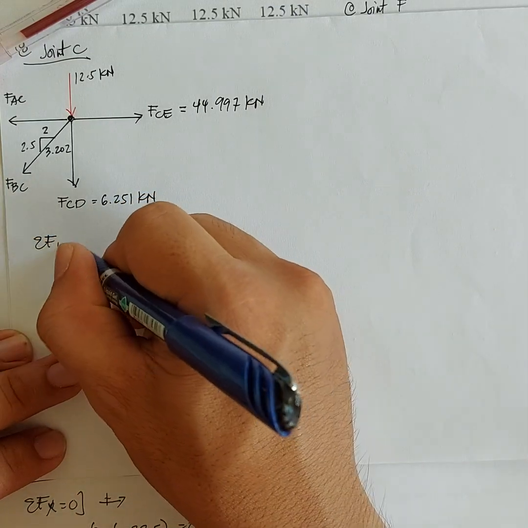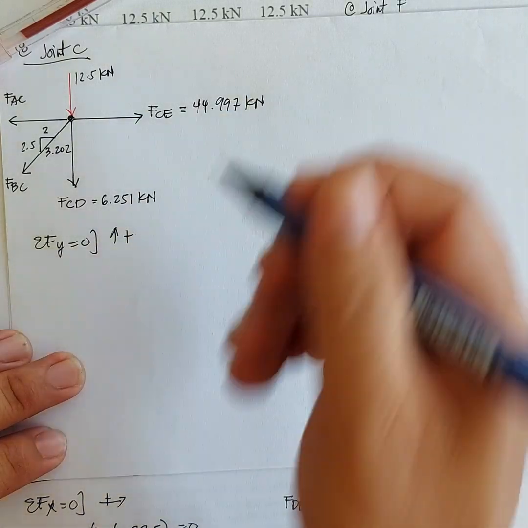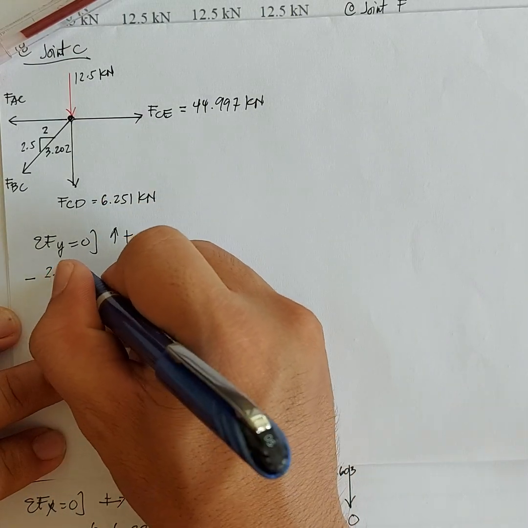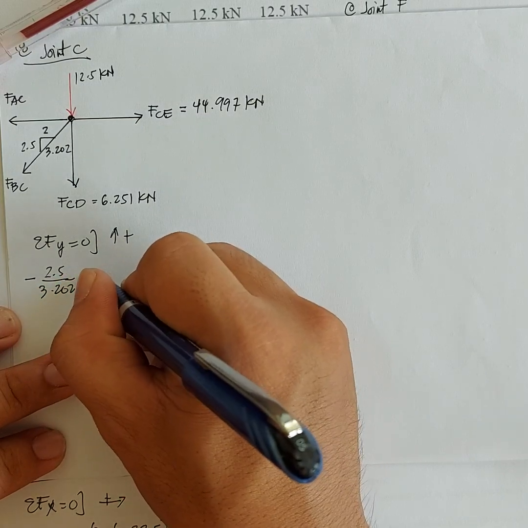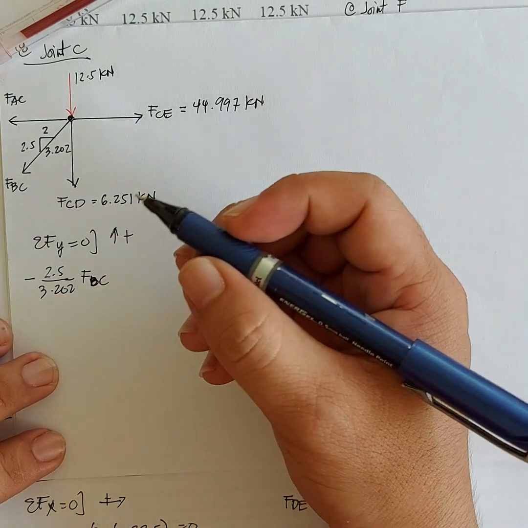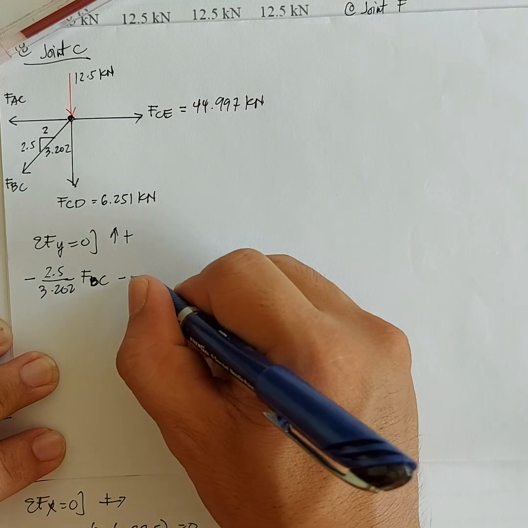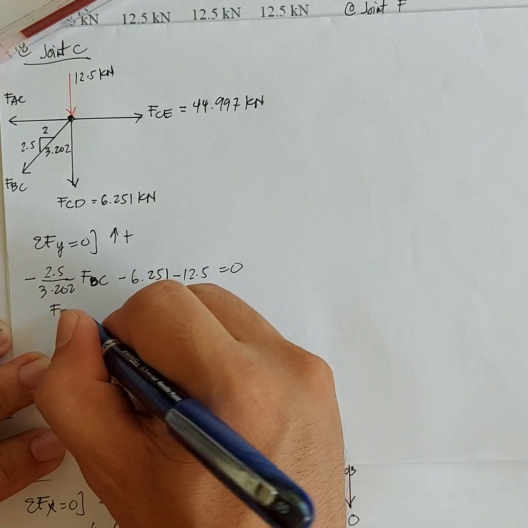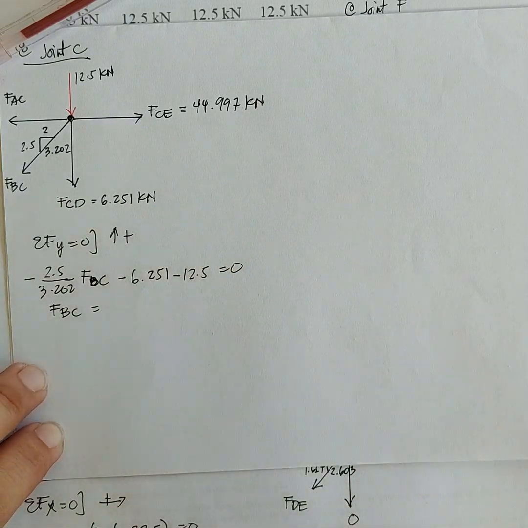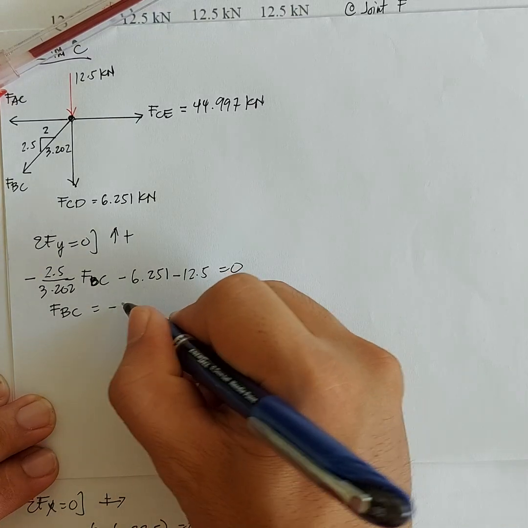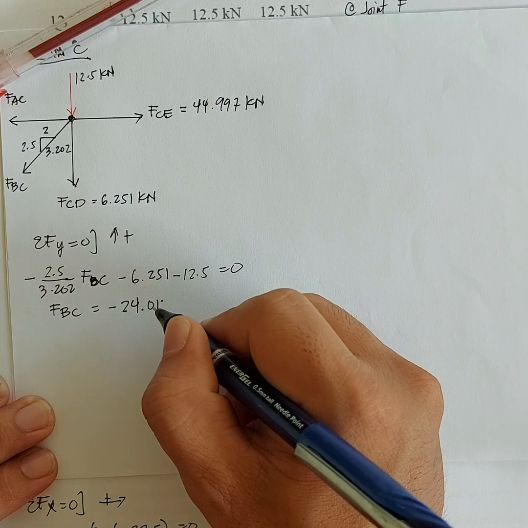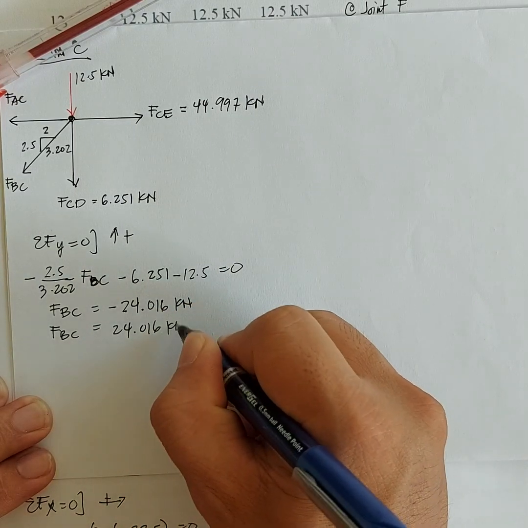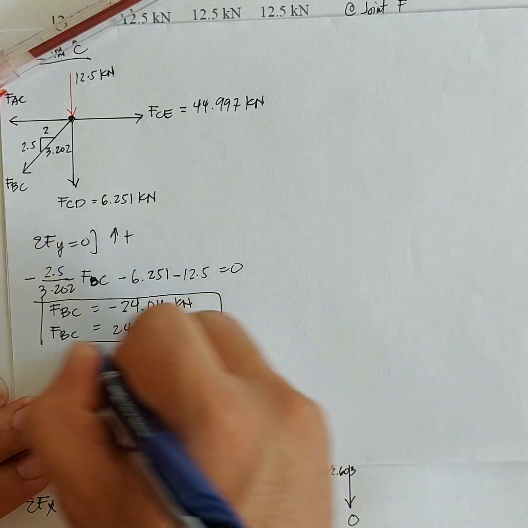So, summation of forces along the vertical axis Y, upward forces positive. So, all vertical forces. So, we have FBC, which is downward, so minus 2.5 over 3.202 of FBC, minus 6.251, minus 12.5 equals 0. So FBC is equal to, what is FBC? That is negative 24.016 kilonewtons, or FBC is equal to 24.016 kilonewtons na compression. So that is FBC.